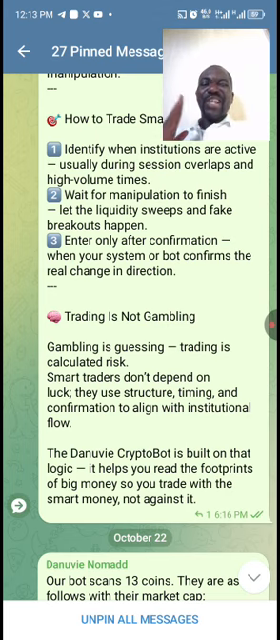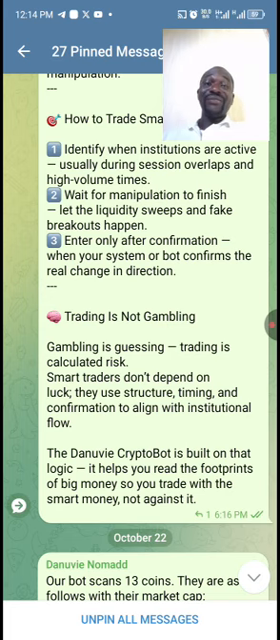Gambling is guessing. Trading is calculated risk. We have done our calculations. We have created this system. The system only notifies us when the price is moving with high volume in a certain direction. That is calculation. So trading is a calculated risk and it's not gambling. For those of you out there who are saying trading is gambling, I'm sorry, but we're going to have to bust your bubble, because trading is not gambling.